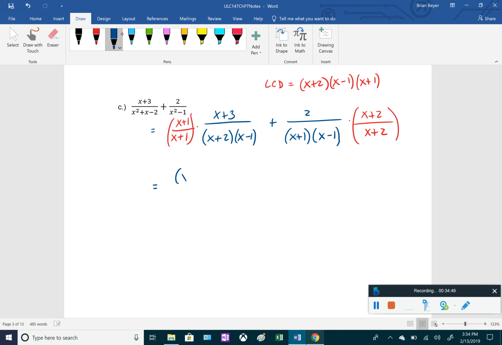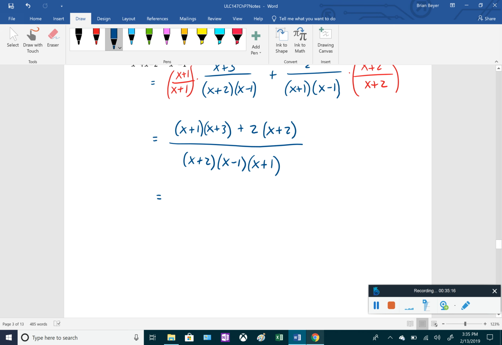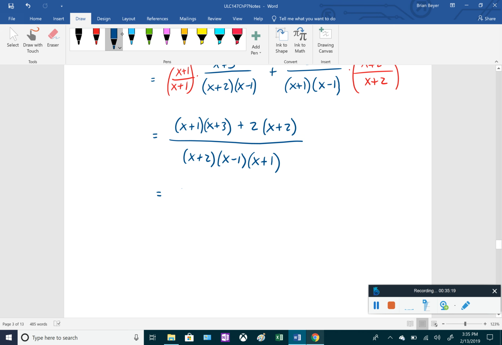And we're going to get x plus 1 times x plus 3. I'm going to combine this into one fraction again, plus 2 times x plus 2, all divided by that least common denominator of x plus 2 times x minus 1 times x plus 1. So simplifying that numerator, we have to FOIL x plus 1 times x plus 3. It's going to give us x squared plus 4x plus 3. Distribute the 2: plus 2x plus 4. We're going to leave that denominator alone.